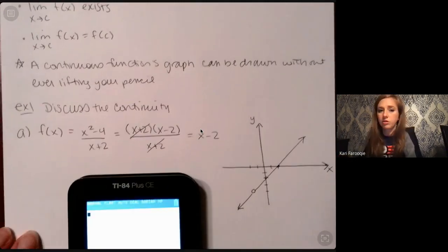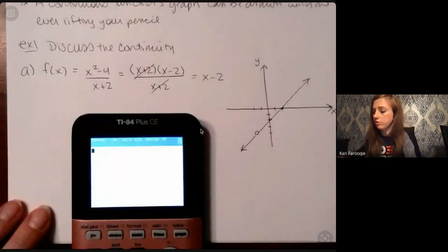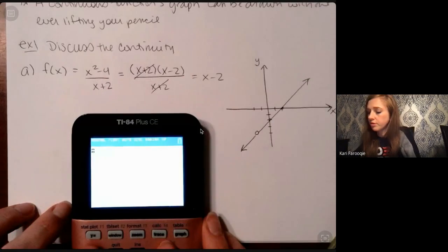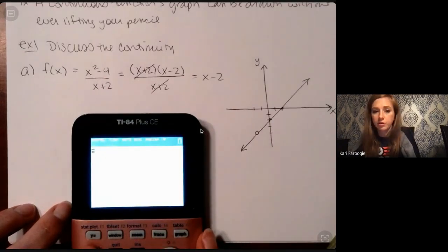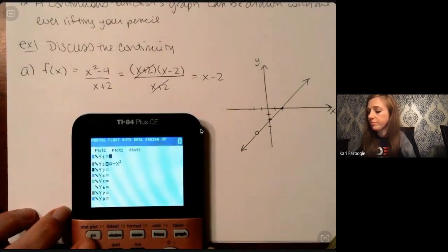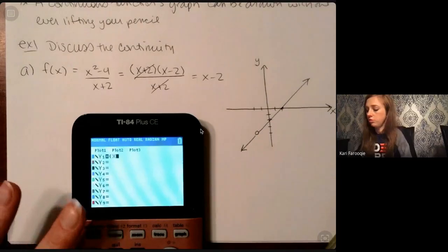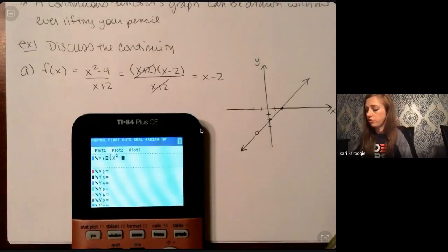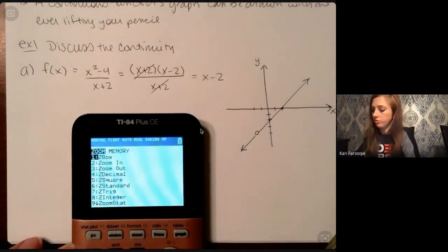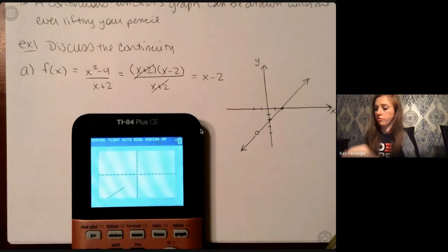If you want to see this on your graphing calculator, we can graph this as x squared minus 4 divided by x plus 2. I'll go to standard zoom.